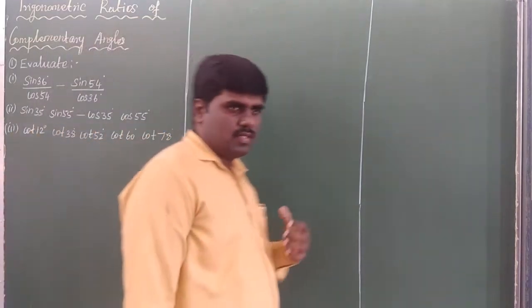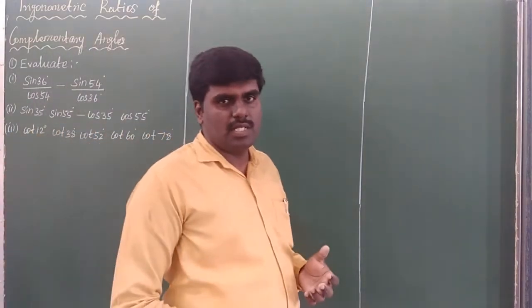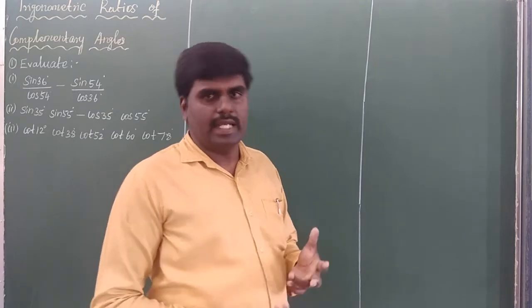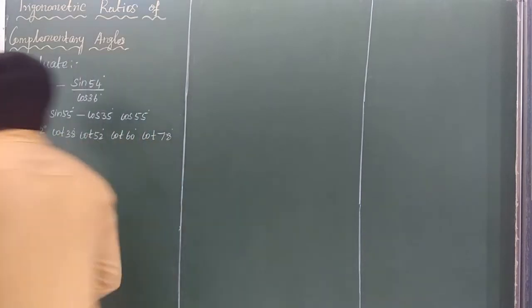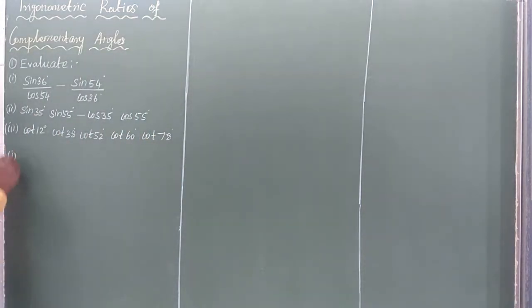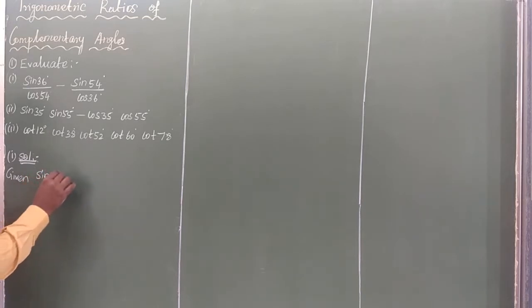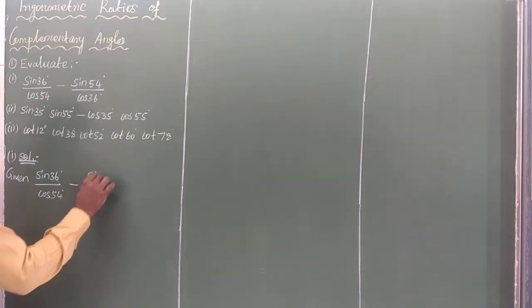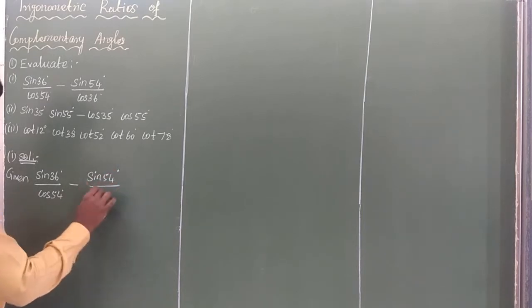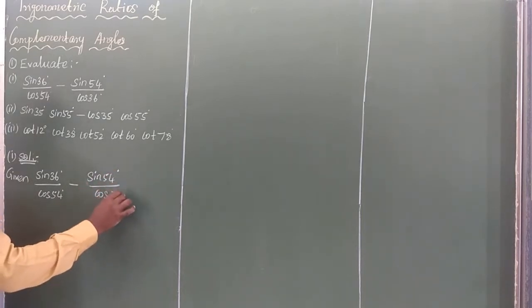So how do we find them? We know the definition of complementary angles: the sum of the two angles is equal to 90 degrees. Now, the first one. Solution of the first one. What's given? Sin 36 degree divided by cos 54 degree, minus sin 54 degree divided by cos 36 degree.